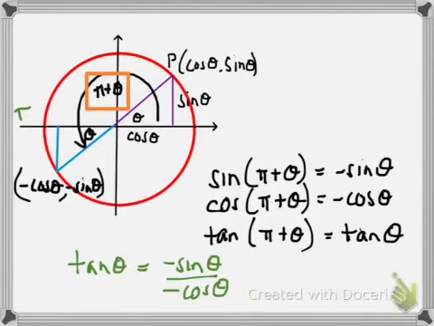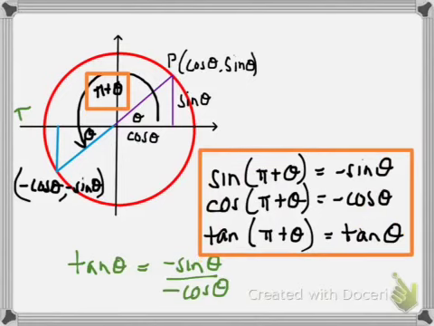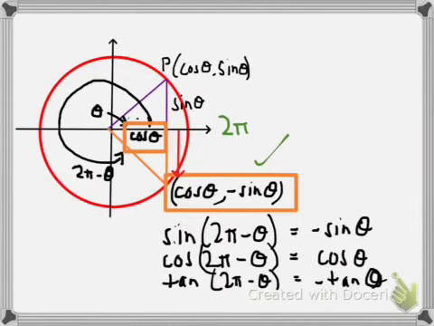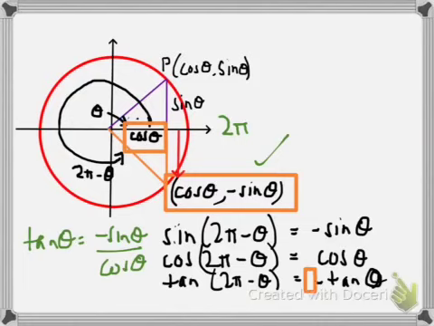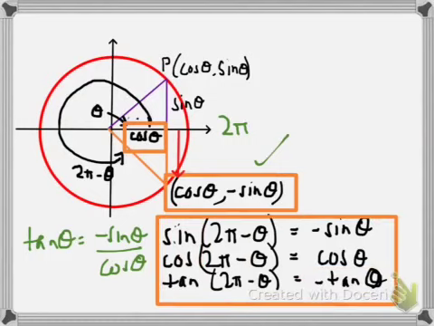And ladies and gentlemen, there are our third quadrant rules. Sine is negative, cosine is negative, tan is positive. Fourth quadrant. Let's have a look at tan here. Tan theta equals negative sine theta over cos theta. Negative over positive is negative, hence in the fourth quadrant we have negative tan theta. So our summary for the fourth quadrant: sine is negative, cosine is positive, tan is negative.